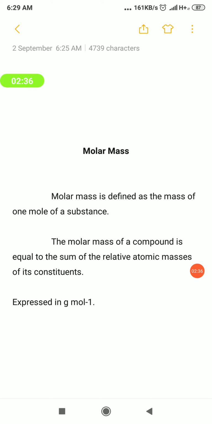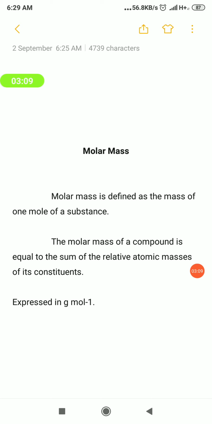Is it clear, students? The molar mass of a substance is equal to the sum of the relative atomic masses of its constituents. By adding the relative atomic masses of the constituents in a molecule, we can find the molar mass. And the unit of molar mass is gram per mole. So what is the unit of molar mass? Gram per mole. So with this the concept of molar mass is over.